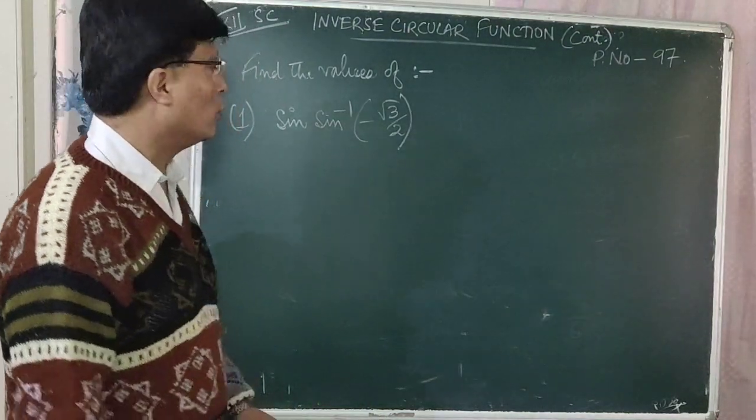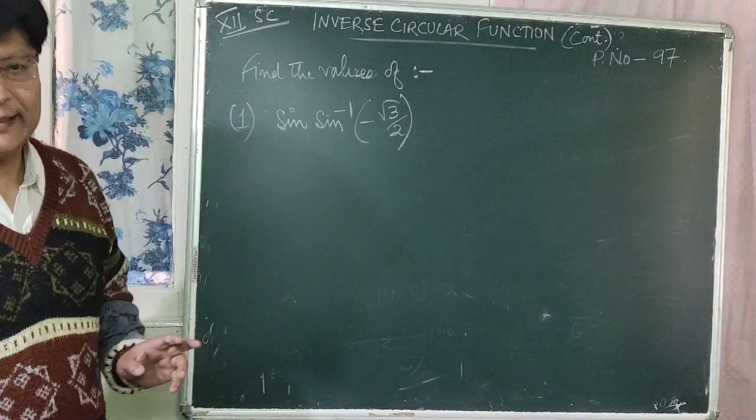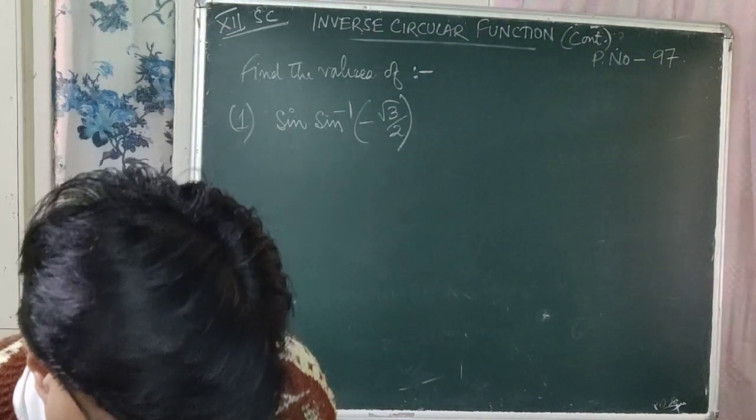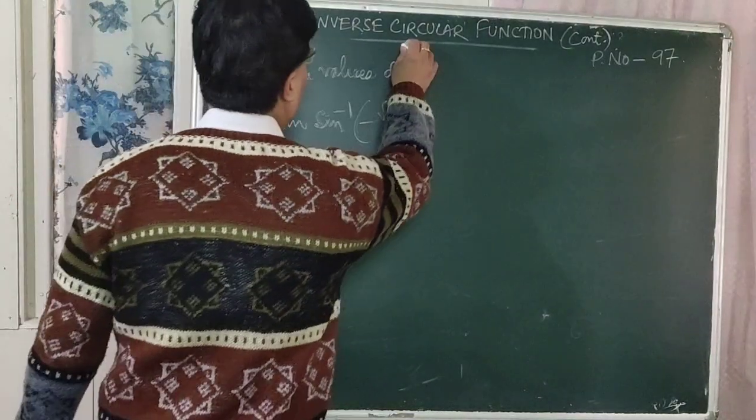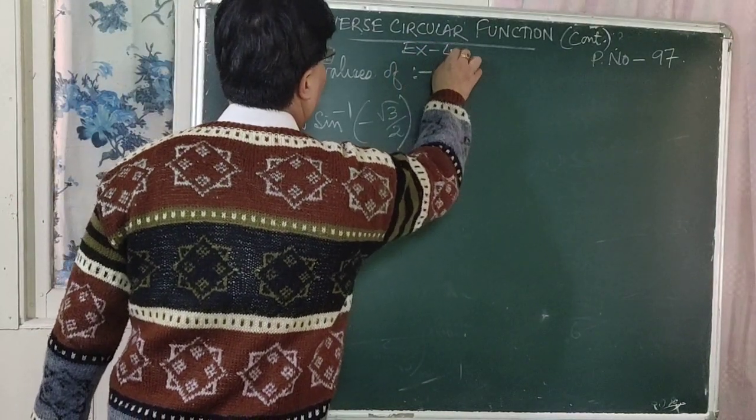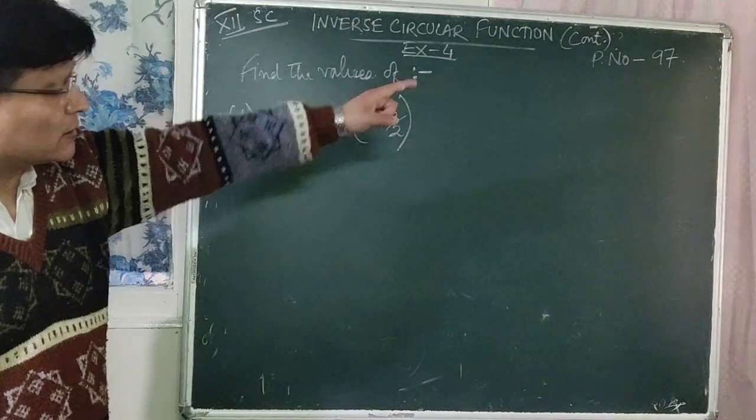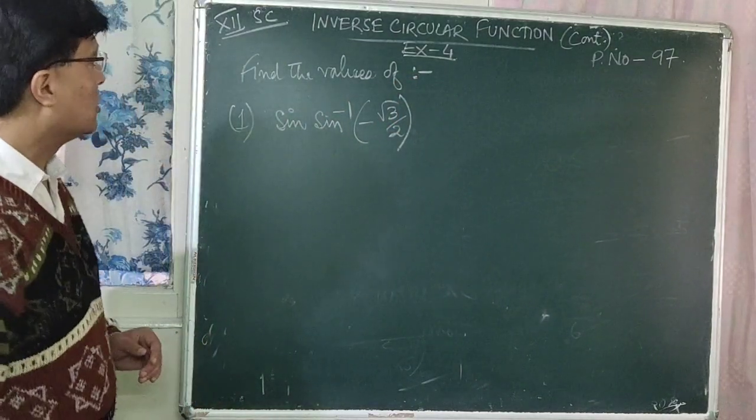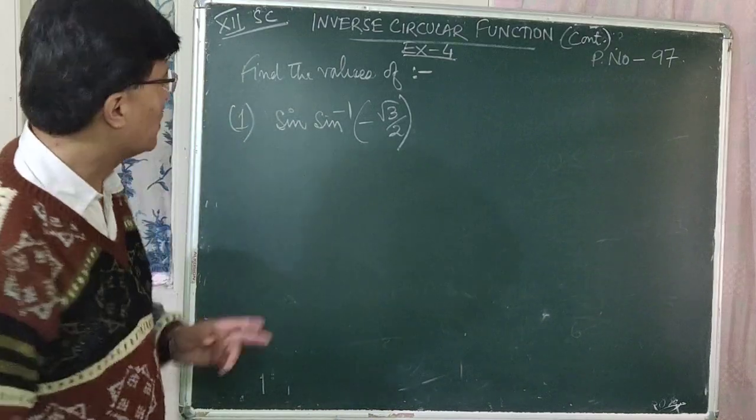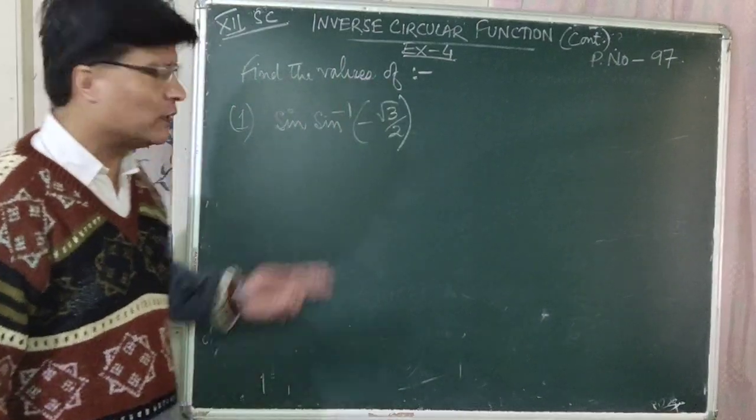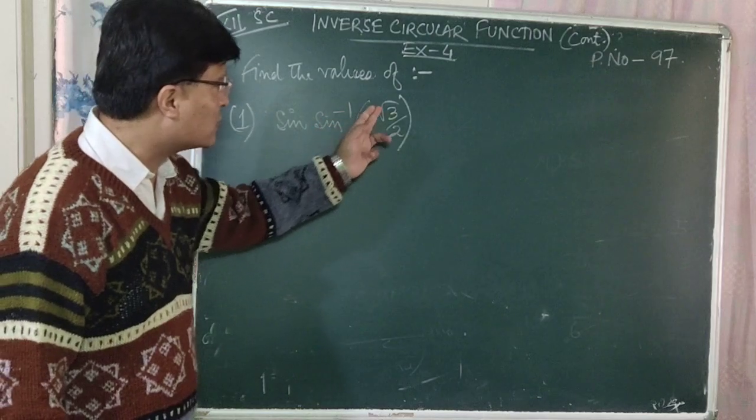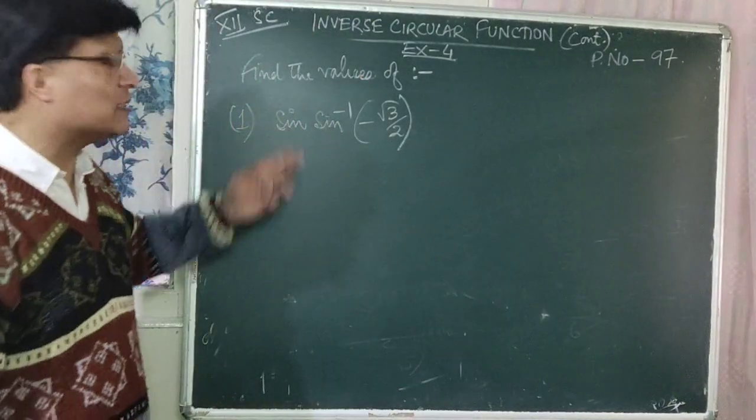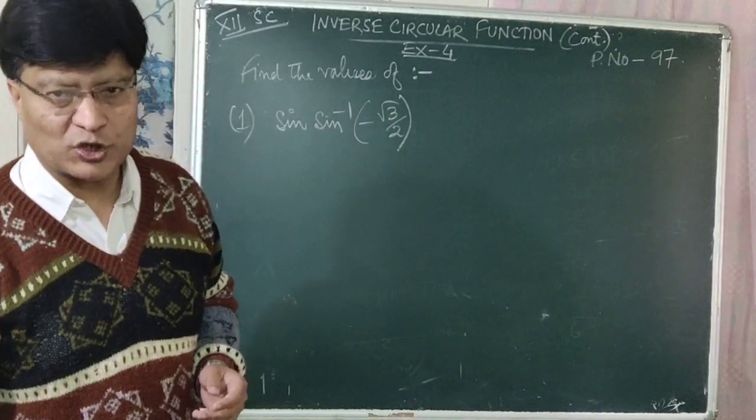Now we will do this problem from the XII book, that is exercise 4, page number 97. That is from the XII book, right? So now let us do this problem. Find the value of sin inverse minus root 3 by 2. That means you have to find out the principal value of this given inverse circular function, right?